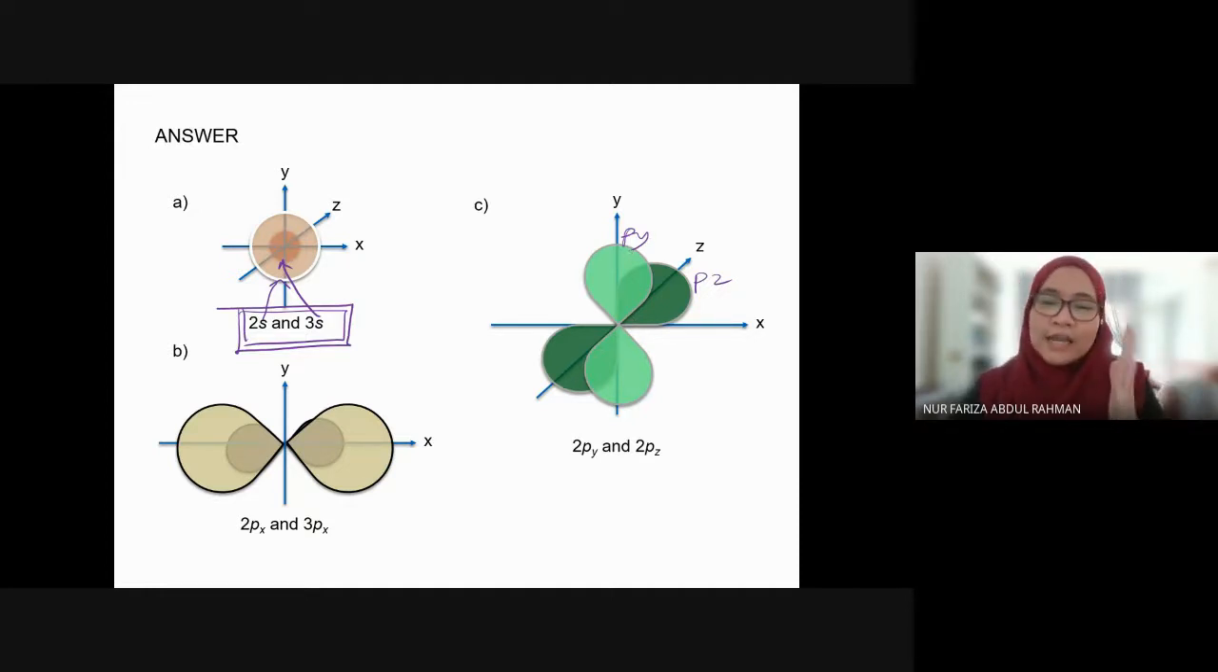Okay, therefore we allocate mark for student because this student managed to draw correctly of the orbital for PY, okay, because he or she drew the orbital on the Y axis ataupun on the correct axis. Okay, sometimes macam tu. Tapi kalau ni S orbital size besar, size kecil. Macam mana nak tahu 2S ni yang besar ke 3S yang besar? Okay, ni label lah. Label accordingly.